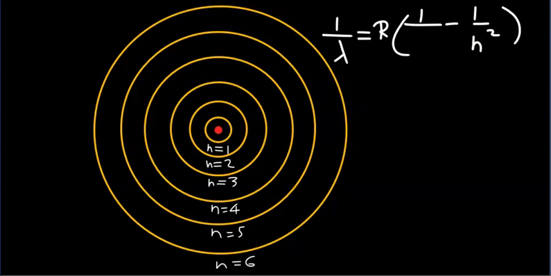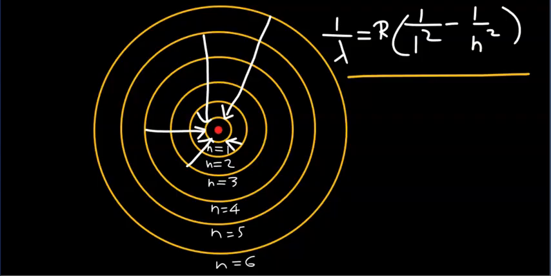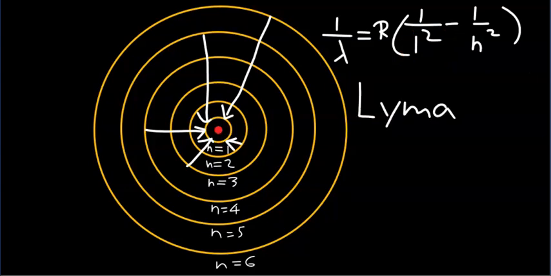Other series are also available. For example, transitions from higher orbits to the n equals 1 orbit would result in transitions like that, and the formula that describes the wavelength of these radiations is given by this expression. Note that the first term in the denominator is 1 instead of the previous 2, because all the transitions here terminate at n equals 1. This is what we call the Lyman series.